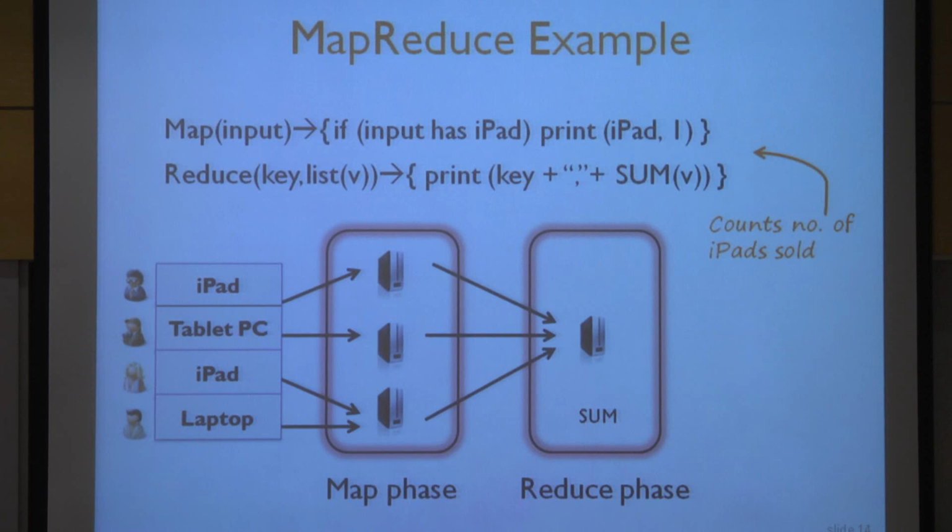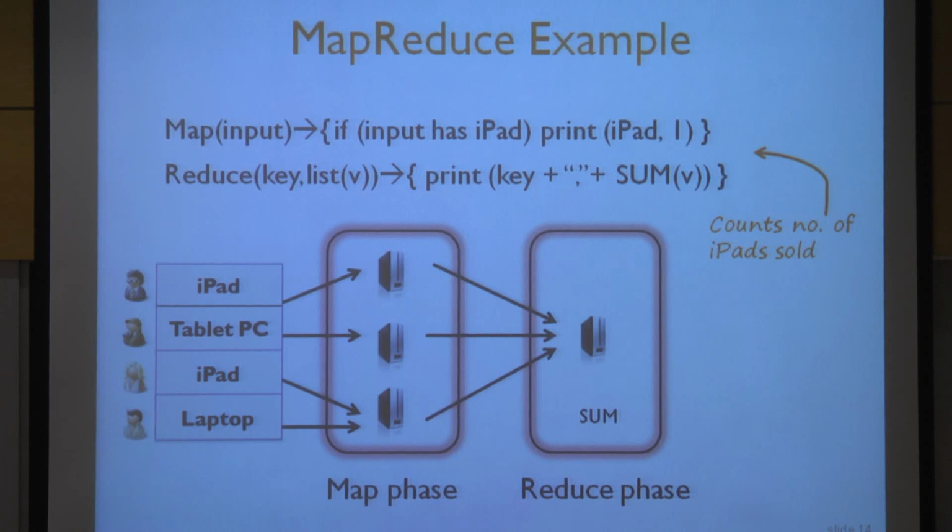Here is an example of computing the number of iPads sold. Mappers take an input, and each mapper obviously looks only at some subset of the input, and then it just computes the number of iPads sold in its little chunk of the inputs.